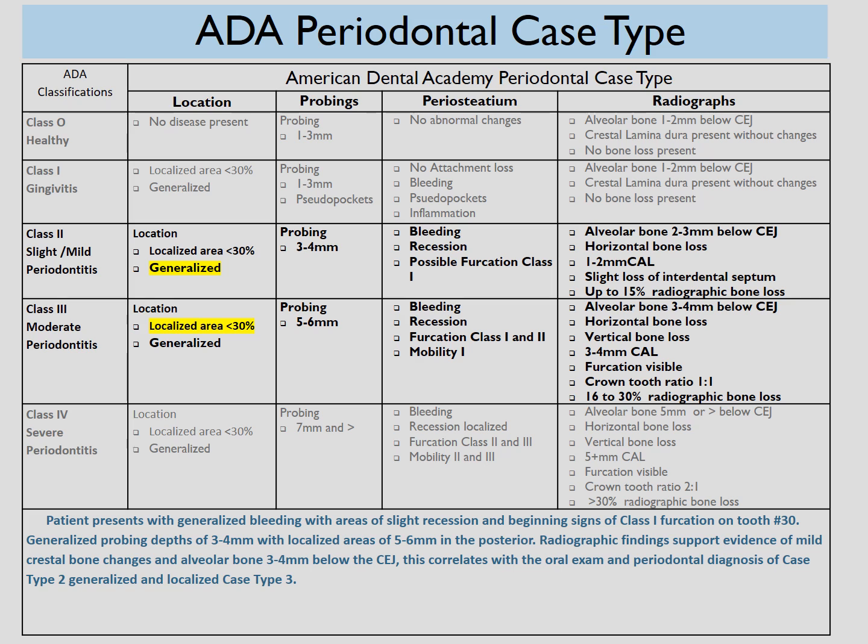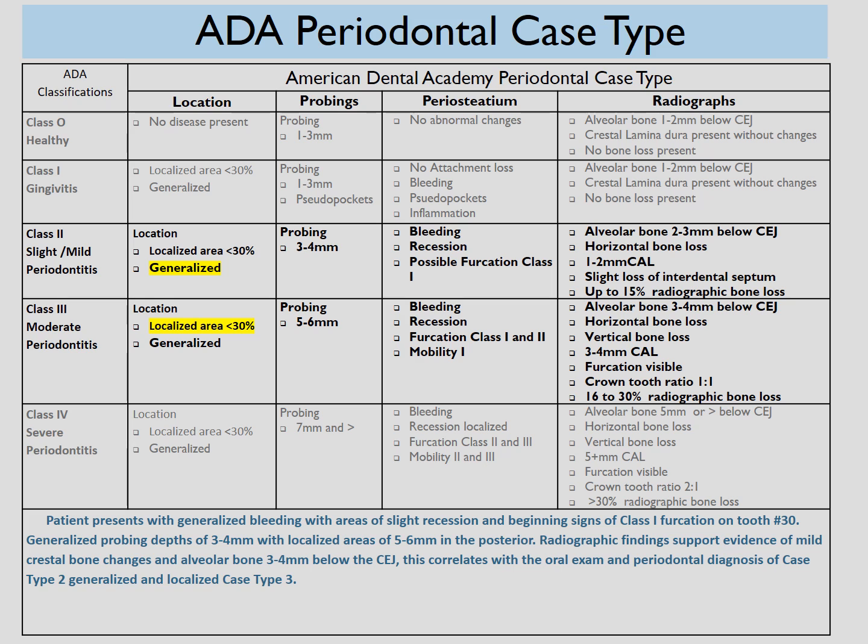On this slide, we will look at the ADA periodontal case type. Brenda presents as a generalized class 2 with localized areas of class 3. In a class 2, she has probing depths of 3 to 4 millimeters. She shows signs of bleeding, recession, and class 1 furcation.